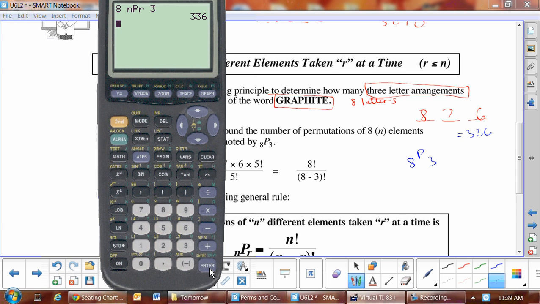Now, which one was faster? It'd probably be a tie, 2 people raised. The 8 times 7 times 6 makes sense, though. Or the 9p3 or 8p3 or whatever, I think you're going to get an answer and just go, yeah, I guess that's good. That's what my calculator gave me, right?